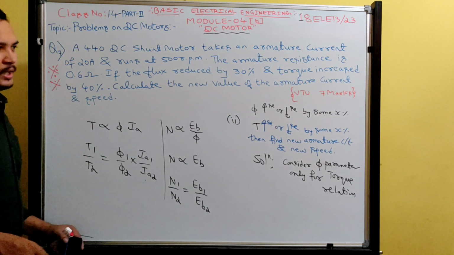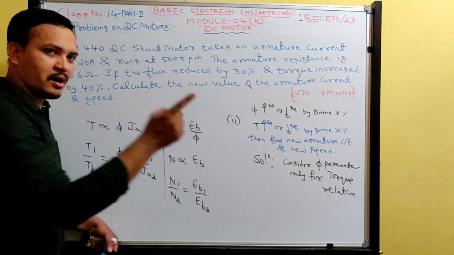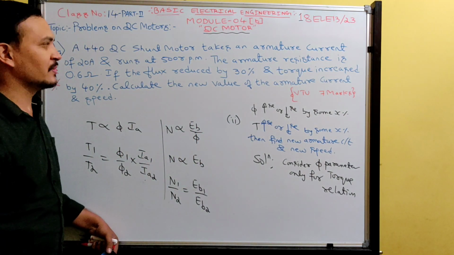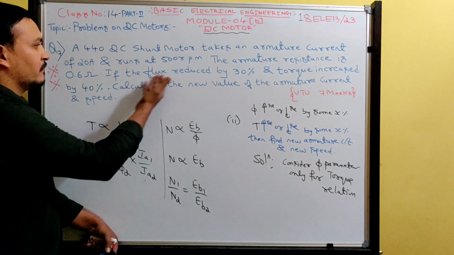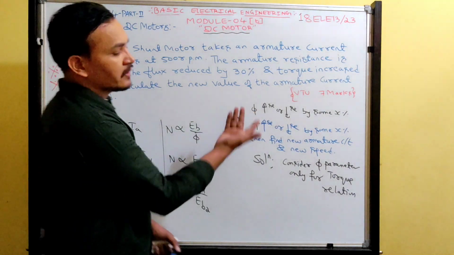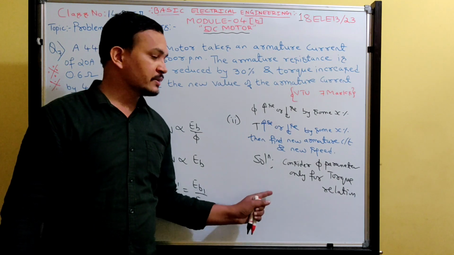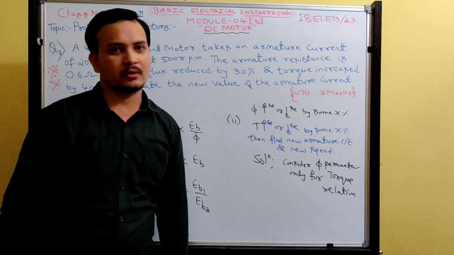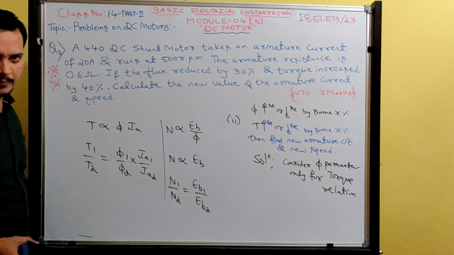Now, is this question related to case 2 or case 1? Observe. Yes, obviously it is the second case. Flux is also varying, torque also varying. So both are varying. What is the solution for that? We should consider flux parameter only for torque relation. Okay, got it? So pause the video and then copy down the question.